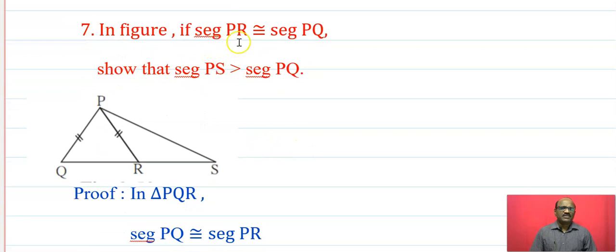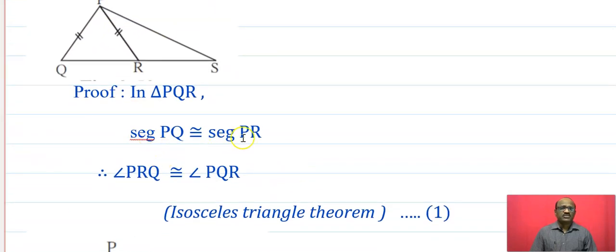In the figure, segment PR is congruent to segment PQ. Show that PS is greater than PQ. That's why we want to consider the whole big triangle, that is PQS. Now see this here, PQ is congruent to PR.